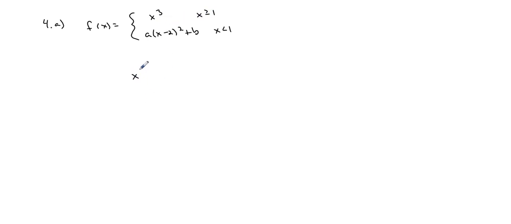So we got x cubed has to equal a times (x minus 2) squared plus b, and x equals 1, right? And we get, what is that? Negative 1 on the inside, negative 1 squared is 1, a plus b. So 1 equals a plus b.